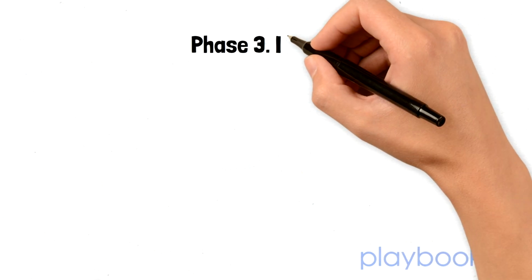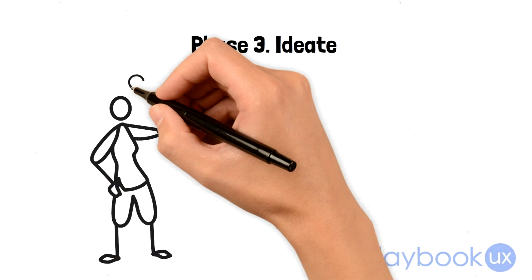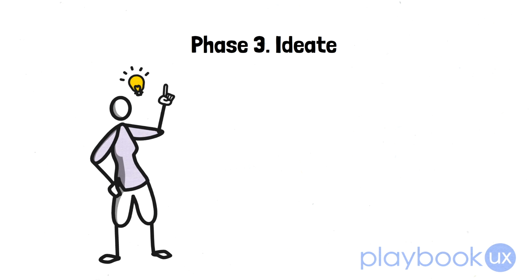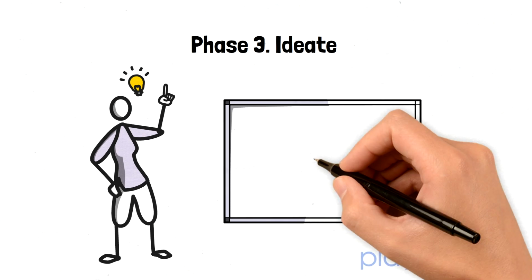Phase 3. Ideate. Now that you understand your users' problems, it's time to ideate. At this point, don't hold back. No idea is a bad idea. Try to think outside the box and let go of traditional boundaries. Pushing past obvious solutions will get your team to break through ideas.